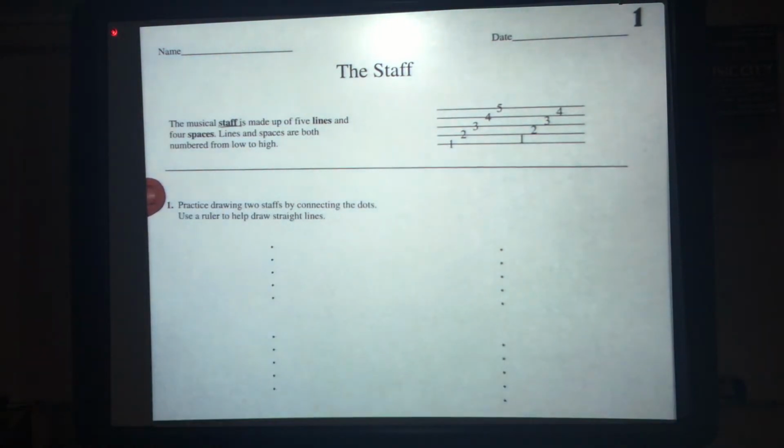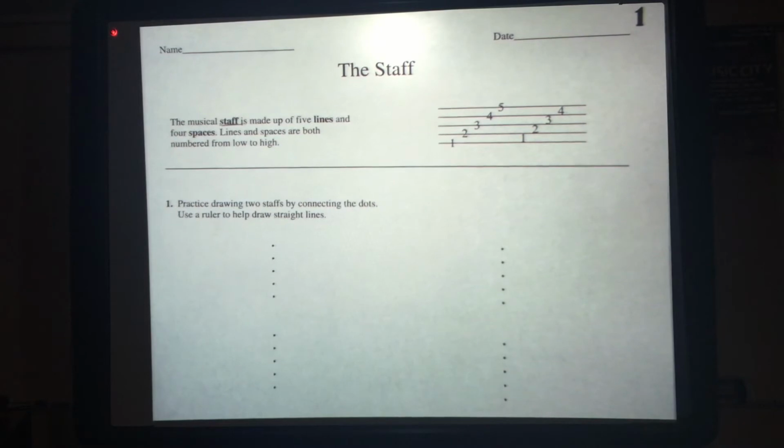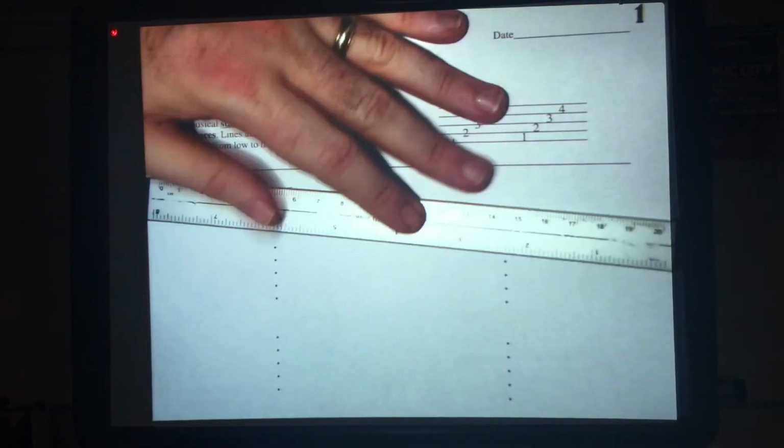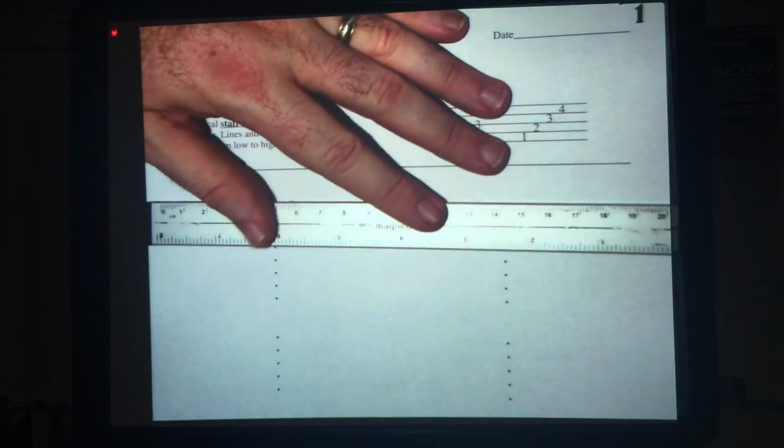Number 1, practice drawing 2 staffs by connecting the dots. Use a ruler to help draw straight lines. So I'm going to take my ruler here, and I'm going to go between the first 2 dots.